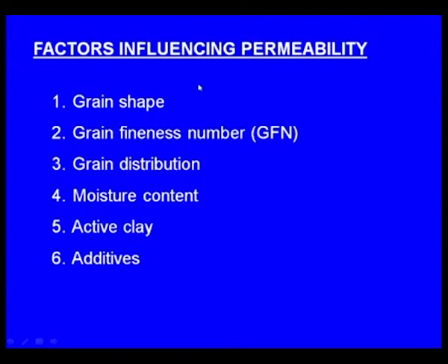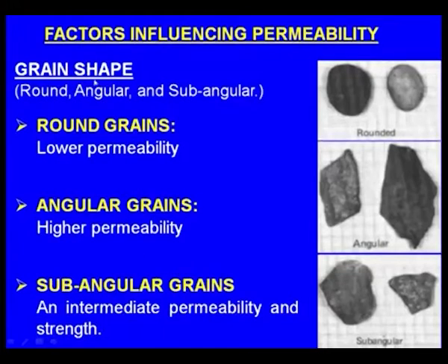These are the factors influencing permeability. One is the grain shape, next one grain fineness number GFN, next one grain distribution, next one moisture content, next one active clay, and finally the additives. Now, let us see how these factors influence the permeability. Let us see the grain shape. First of all, you must remember that the sand grains can be broadly classified into three types. One is the round grains, second one angular grains, third one subangular grains.